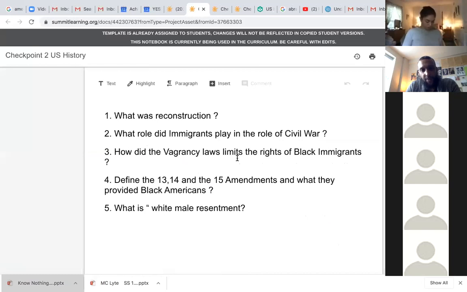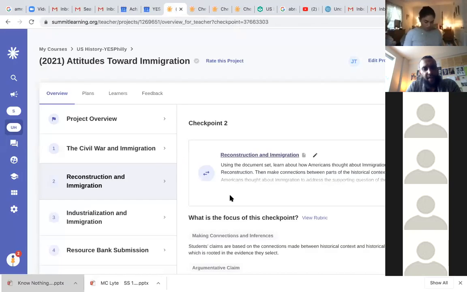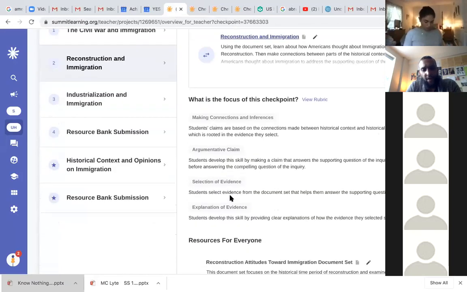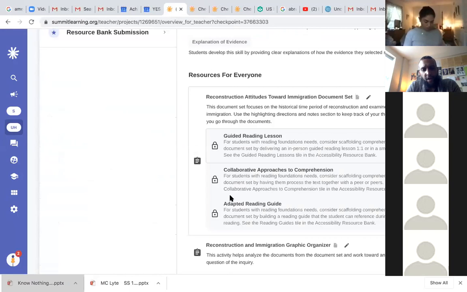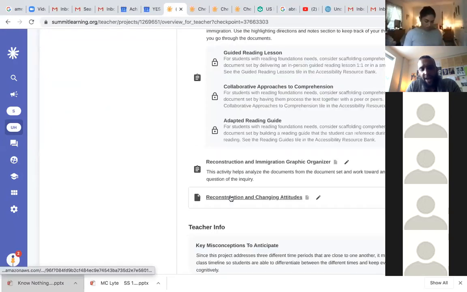What role did immigrants play in the Civil War? How did the vagrancy law limit the rights of Black immigrants? Define the 13th, 14th, and 15th Amendments and what they provided Black Americans. And the 5th question is, what is white male resentment? So you say, Mr. Townsend, where do I find the information for that? Same thing. If you go down and you look, you will see Reconstruction and changing attitudes. I added that. That is the PowerPoint that has all your information.